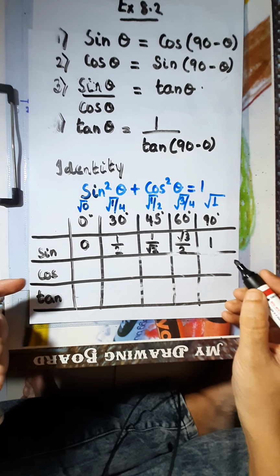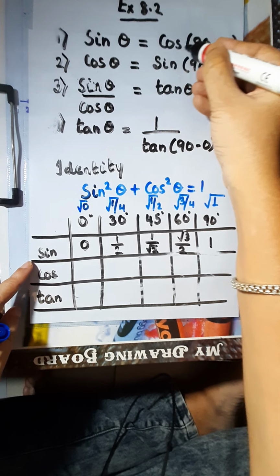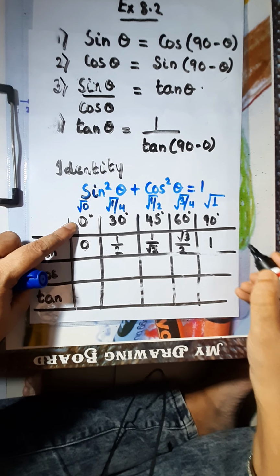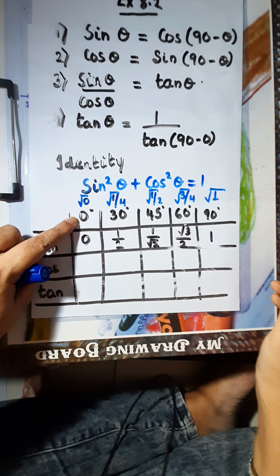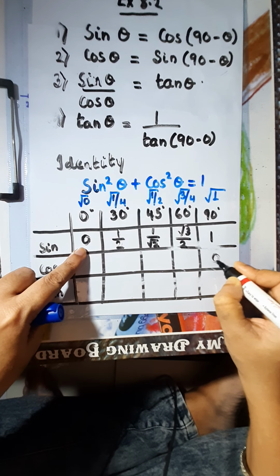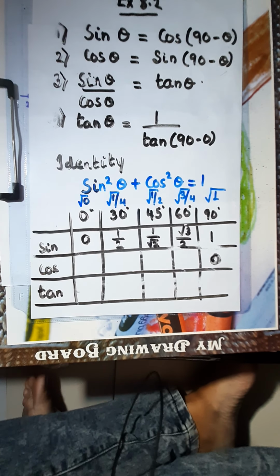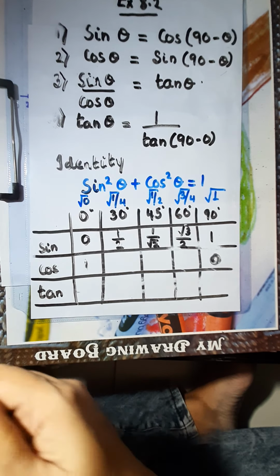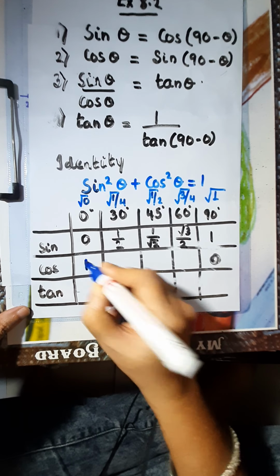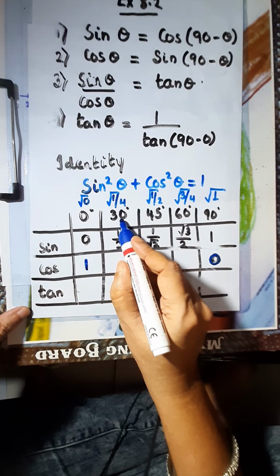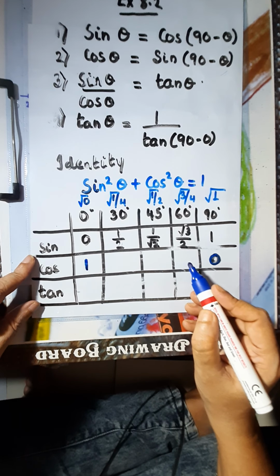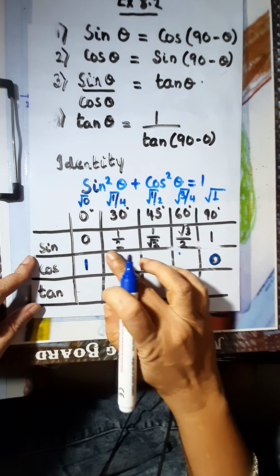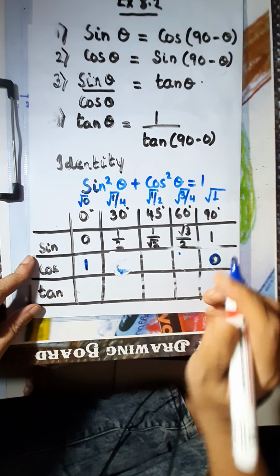Now what we do is we'll exchange. Sine theta is equal to cos of 90 minus theta. Sine 0 is cos of 90 minus 0, and 90 minus 0 is 90. So if this is 0, this will be 0. Is that clear? This is 1, this side will be 1. Now 30: sine 30 is cos of 90 minus 30, which is 60. So if this is half, this will also be half.